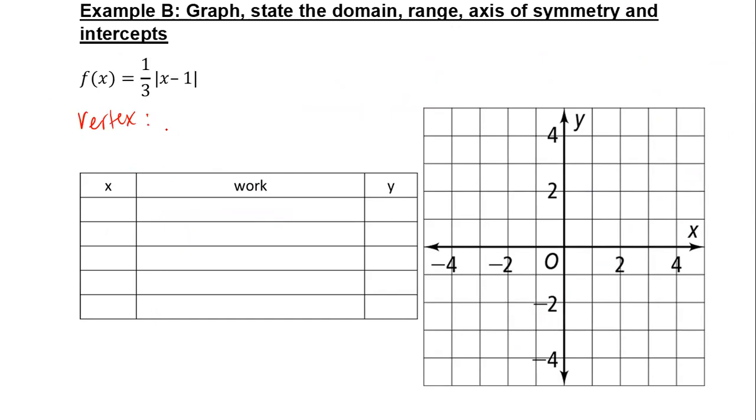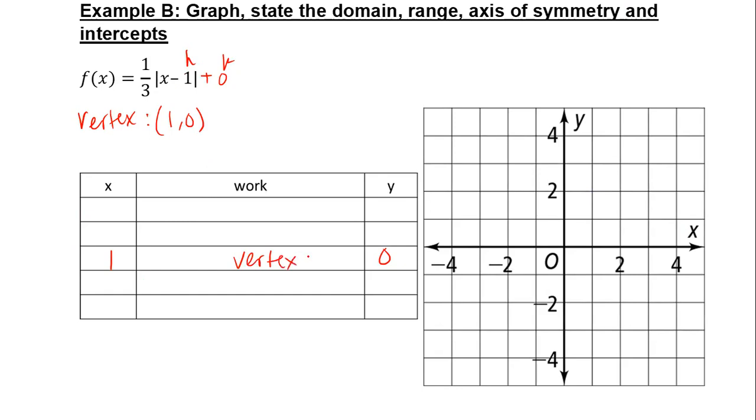Where's your H and your K? It's going to be 1, 0. My H is 1, and there is no number here, so it's 0, the friendly ghost. X's are liars, so our vertex is at 1, 0. We have 1 and we have 0. And that is our vertex.